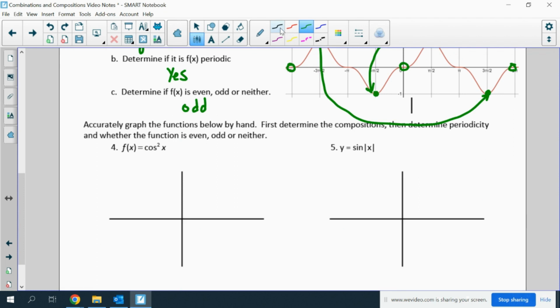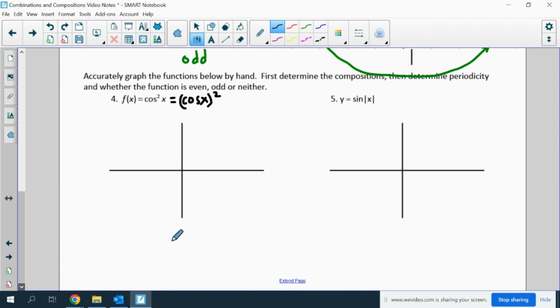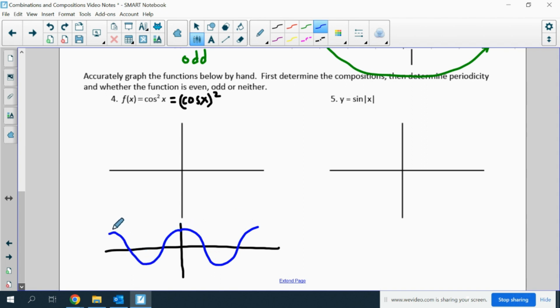Now we're going to try to graph these functions by hand. So this one is cosine of x squared. So what we're going to do is we're going to look at the graph of cosine of x. So the graph kind of looks something like this. Then what we want to do is we want to square all of these values. So 1 squared is 1, so every time I hit 1 at negative 2 pi, 0, positive 2 pi, I end up at 1.